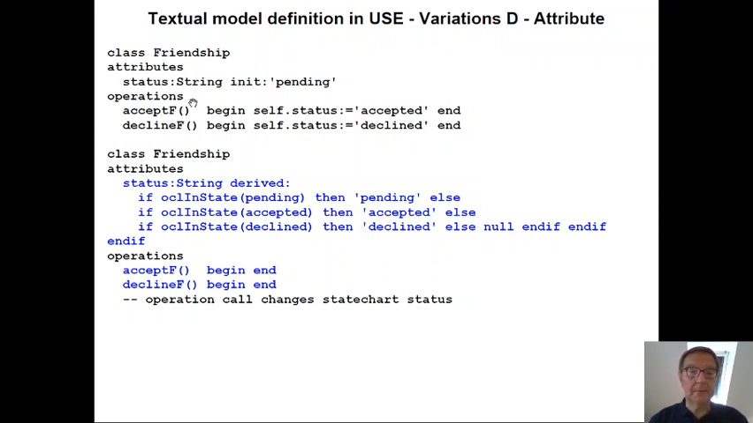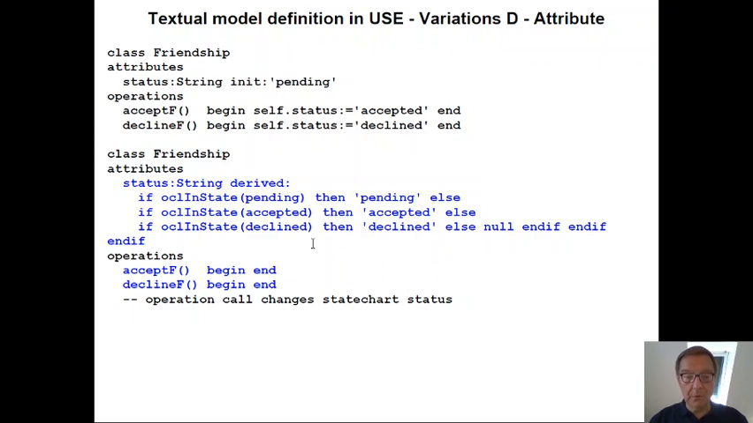And this attribute status was manipulated by the operations accept f and decline f in the friendship class. These two operations are in the friendship class. And as you see here, self.status was assigned accepted by the accept operation, and self.status was assigned declined by the decline operation.